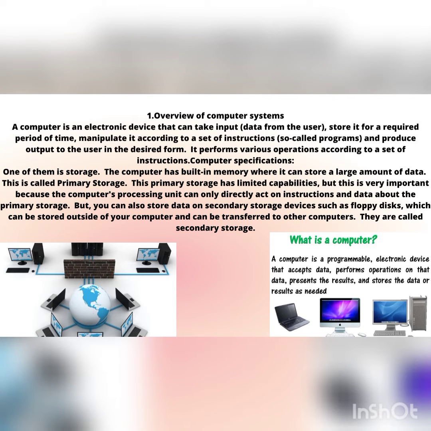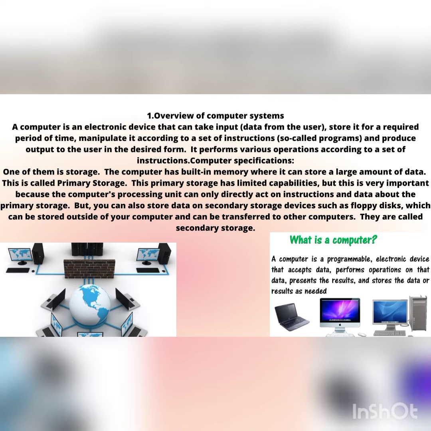A computer is an electronic device that can take input, store it for a required period of time, manipulate it according to a set of instructions, and produce output to the user in a desired form. It performs various operations according to a set of instructions. Computer specifications. One of them is storage. The computer has built-in memory where it can store a large amount of data. This is called primary storage.